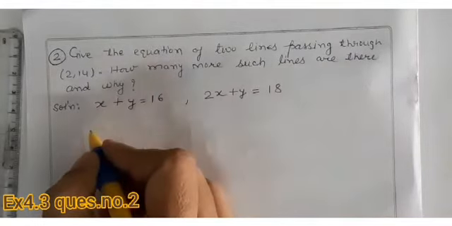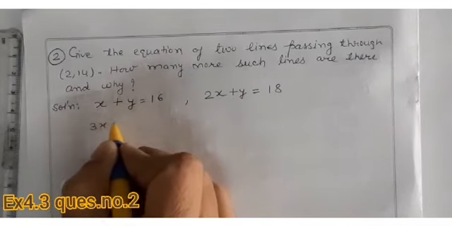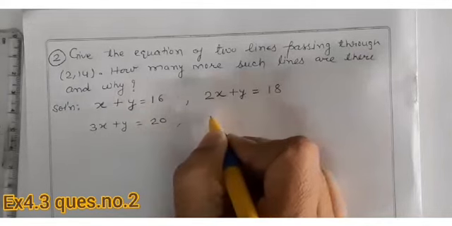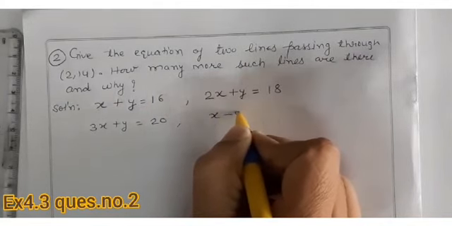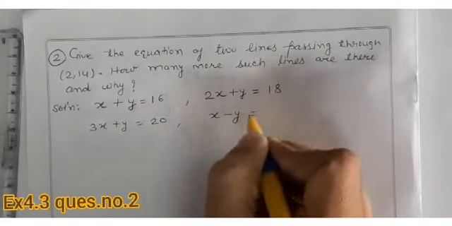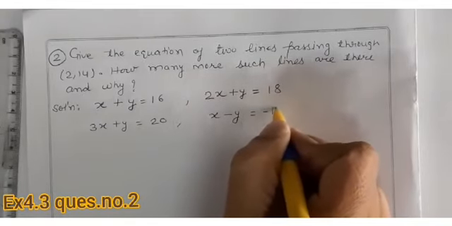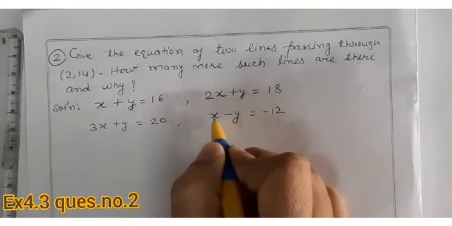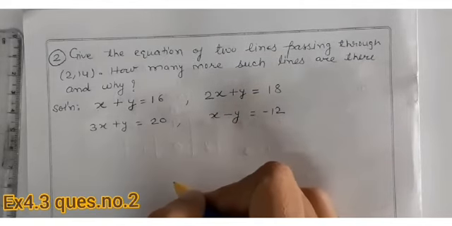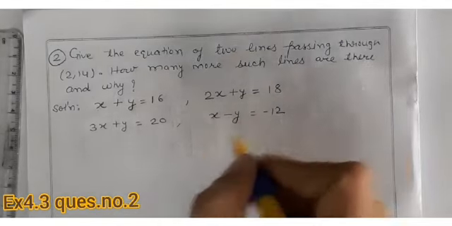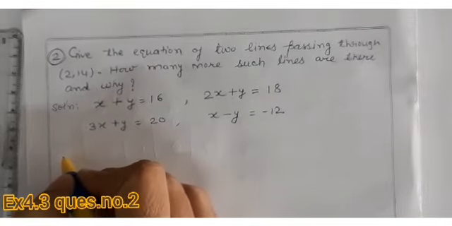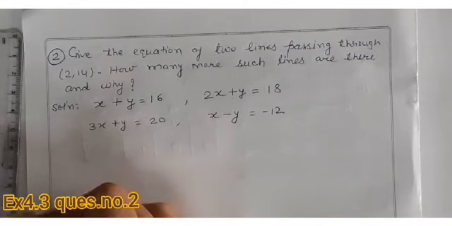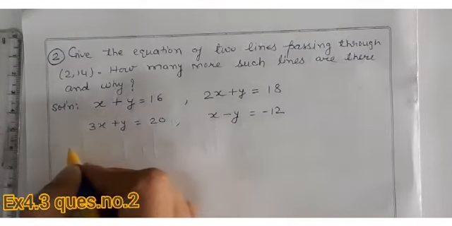Okay. Some more I can make it, like 3x plus y. This is 20. Okay. If I take x minus y, this should be minus 12. Let us check. X is 2, no? Y is 14. So 2 minus 14 is minus 12. It means I can make an infinite number of lines that can pass through 2 comma 14.